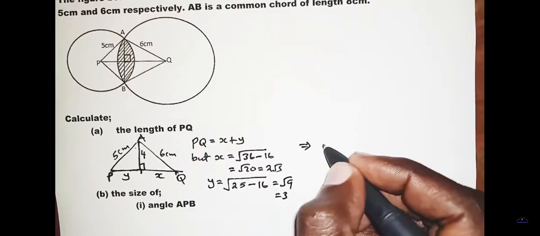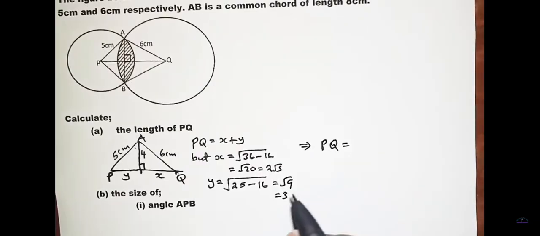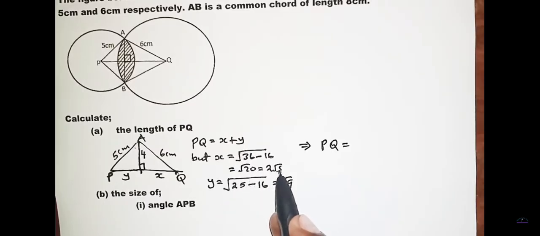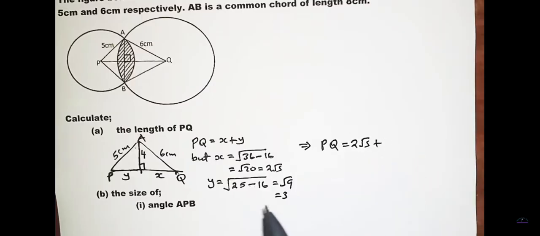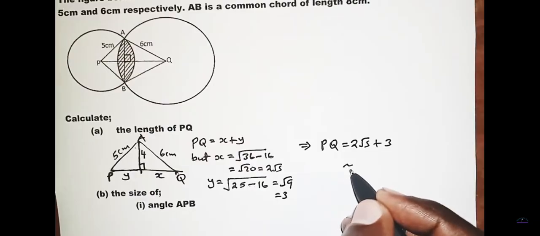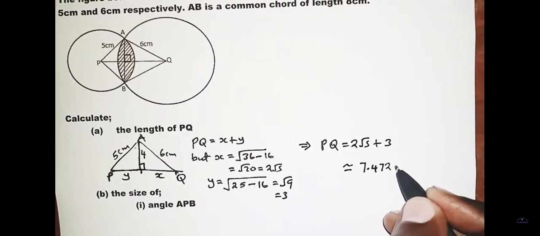So this implies that the length PQ should be X plus Y, and X here is 2 root 5. So we have 2 root 5 plus Y, which is 3, and approximately this is 7.4721.